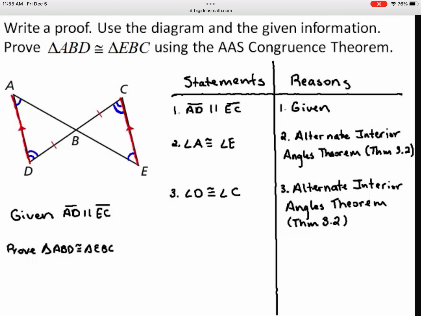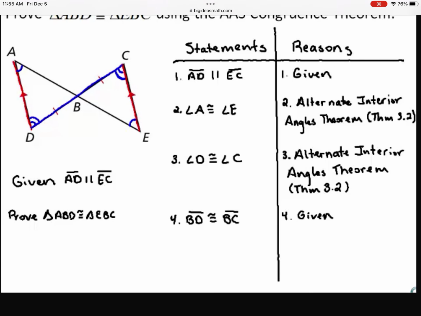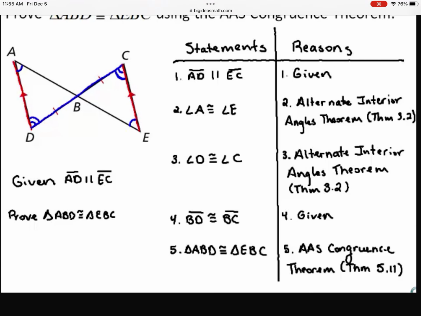And line segment BD is congruent to line segment BC because this was given information in the diagram. Then triangle ABD is congruent to triangle EBC by the AAS congruence theorem, because you found corresponding angles and sides that are congruent in the corresponding triangles.